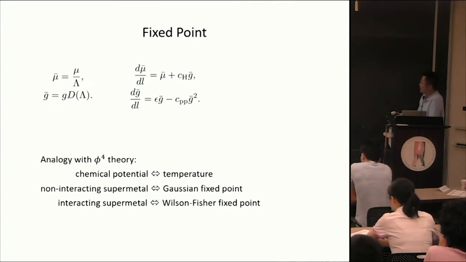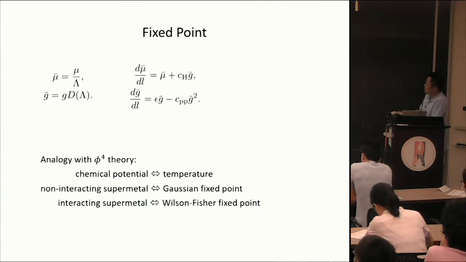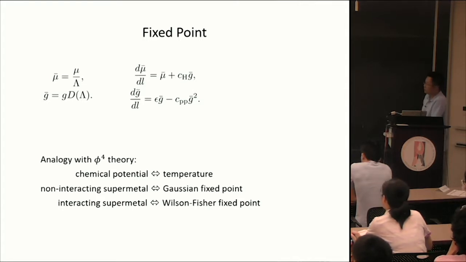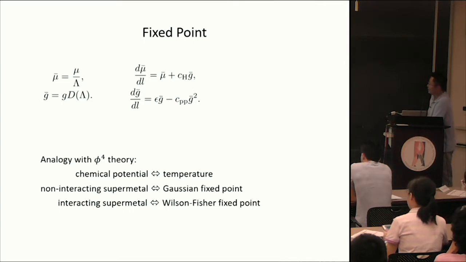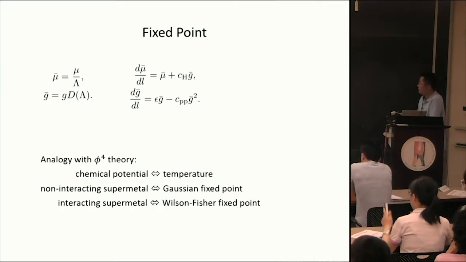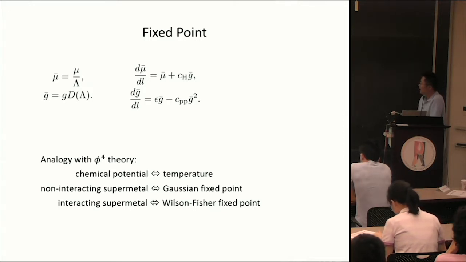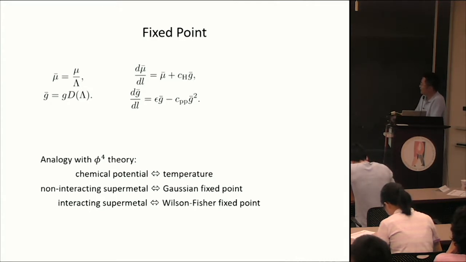Okay. Another effect of the interaction is that it actually shifts the chemical potential. Again, the structure of these two equations is very similar to the Phi-4 theory. Right. So again, chemical potential plays the role of temperature in Phi-4 theory. And the Gaussian fixed point corresponds to the non-interacting supermetal, while the Wilson-Fisher fixed point corresponds to the interacting supermetal.